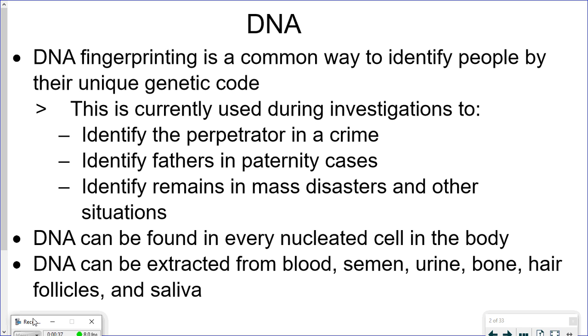This is currently used during investigations to identify the perpetrator in a crime, to match the DNA to DNA at the crime scene. It's also used to identify fathers in paternity cases and to help identify remains in mass disasters and other situations where there are several bodies and often they cannot be identified. DNA can be found in every nucleated cell in the body, and DNA can be extracted from blood, semen, urine, bone, hair follicles, and saliva. So blood isn't the only thing that we can use to find that DNA match.